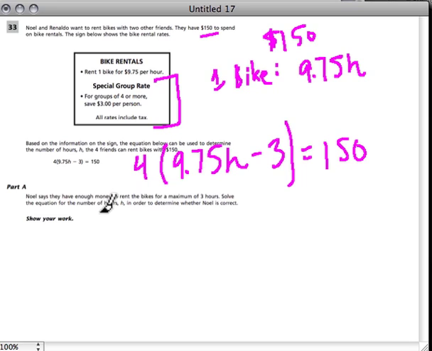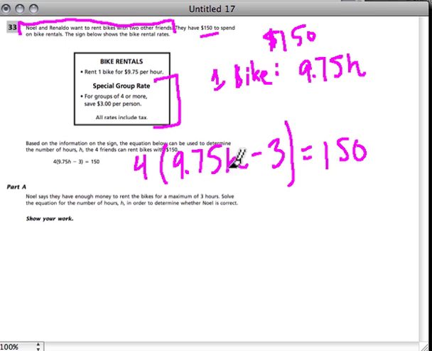Noel says they have enough money to rent the bikes for a maximum of 3 hours. Solve the equation for the number of hours h in order to determine whether Noel is correct. Alright, I guess I should go back. It says Noel and Ronaldo want to rent bikes with 2 other friends. Okay, that makes sense. So there's Noel and Ronaldo, and there are 2 other friends that they're renting with.